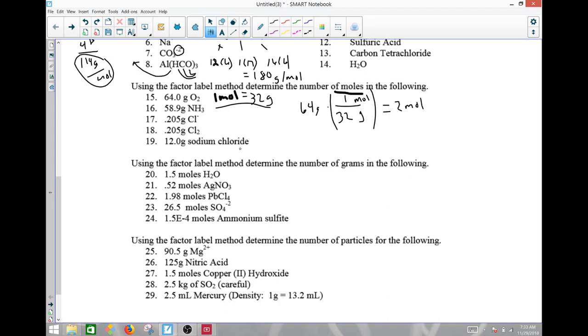All right, next one here. Let's do number 19. First thing, sodium chloride is NaCl. NaCl, add up the molecular weights of this thing, and you're going to get 58 grams per mole. Now that's my relationship. So I only have 12 grams. So do I have more or less than 1 mole? Well, I have less than 58, so I have less than 1 mole.